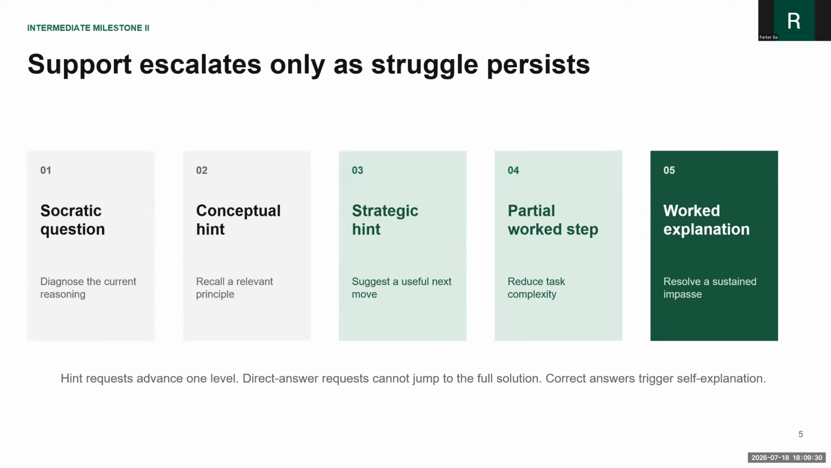A student can request a hint, which advances the level by one. A direct request for the answer also produces more support, but it is kept below the worked solution level so that "just tell me" can't bypass the learning interaction. At the same time, the system does not withhold forever. Repeated successful effort eventually authorizes a worked explanation.